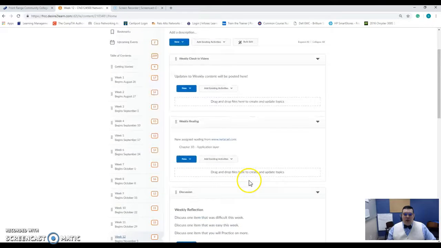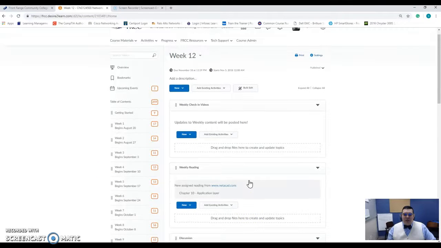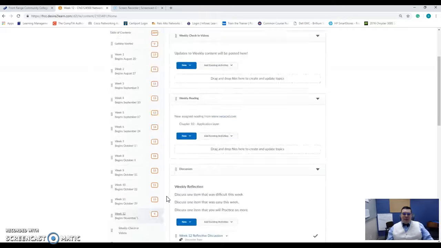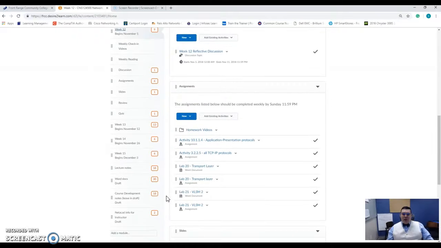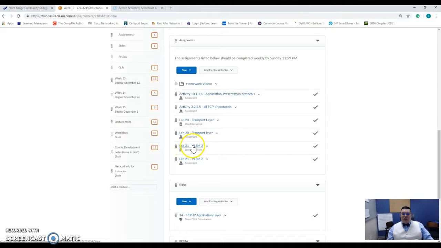In week 12, we have chapter 10, the application layer. When we go over the application layer, remember that it's not an application itself, it's the protocols that reside in layer 7. The homework: VLSM 2, transport layer lab.